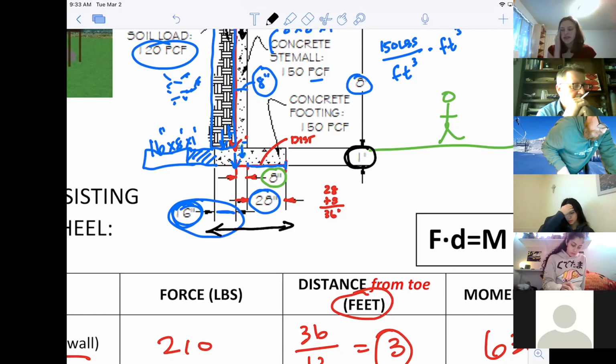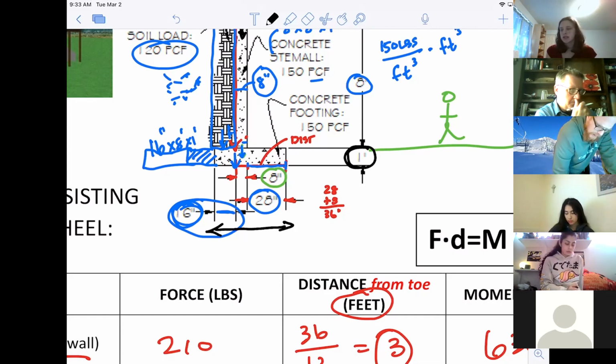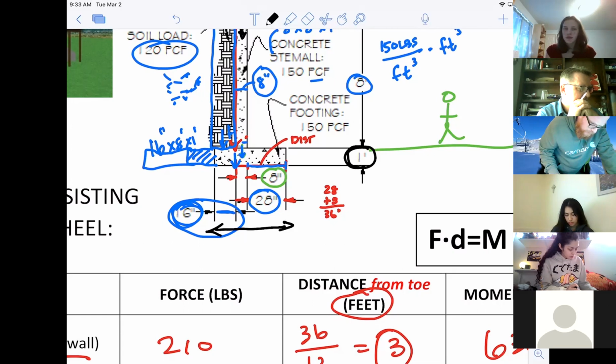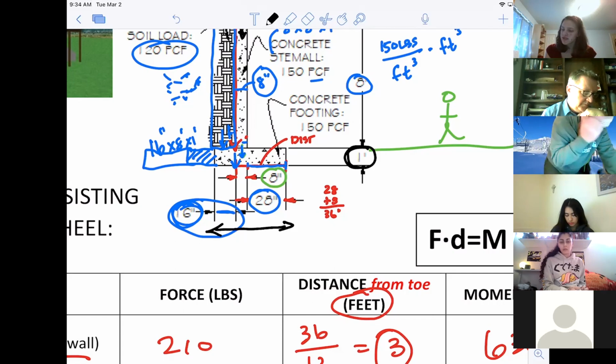Okay, so now I have an answer of 9,427.97. That's close enough. Something's a little off, but it's darn close. Tell me what you got for your distances. I got 3 feet for the roof. The wall is 2.75. The floor is 2.667. The soil is 3.667. The stem wall is 2.667, and the footing is 2.667.